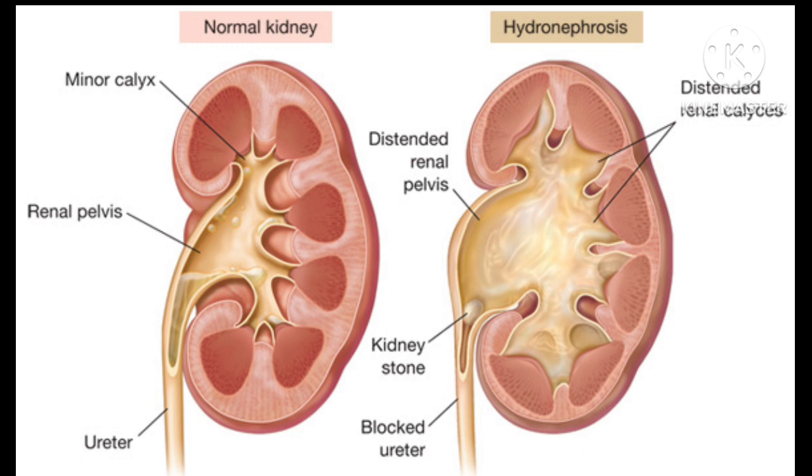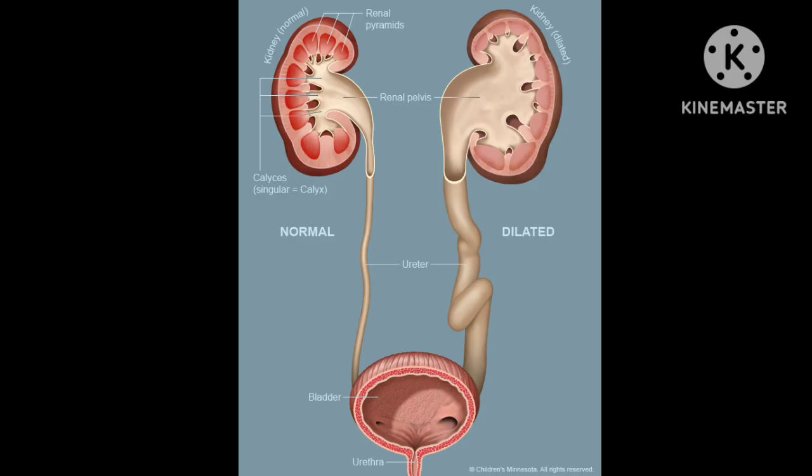Hydronephrosis may be defined as dilation of the renal pelvis and calyces associated with progressive atrophy of renal parenchyma due to obstruction of the outflow of urine. Whereas, analogously, hydroureter may be defined as dilation of the ureter.